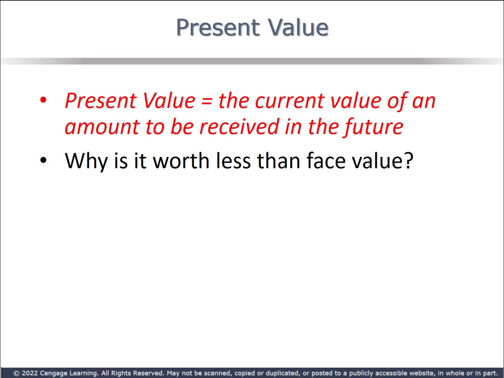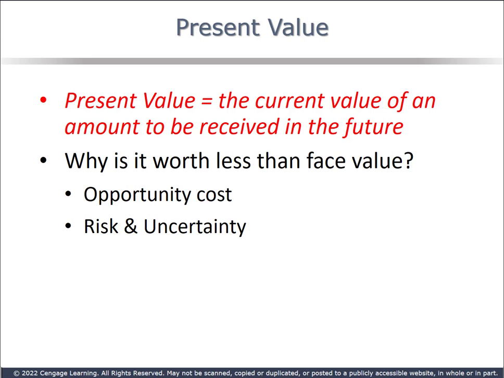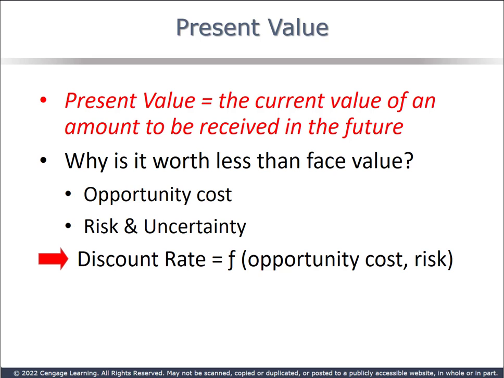Why is a present value worth less today than its face value? Two reasons. Opportunity cost: if I had the money today, I could invest it and I'd have more than the face value in the future. The further out in the future I'm going to get it, the more I could have earned. Risk and uncertainty: a bird in the hand is true. Money in my hand is certain. Money promised in the future is uncertain. The more uncertain, the more risk. Thus, it's worth less today. The discount rate used to calculate present value is a function of opportunity cost and risk.